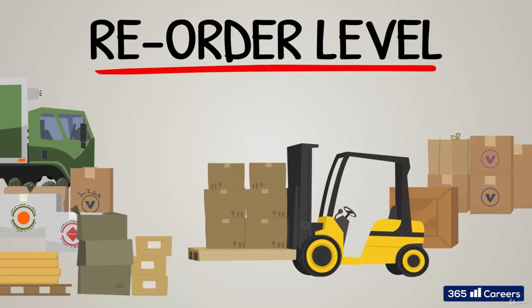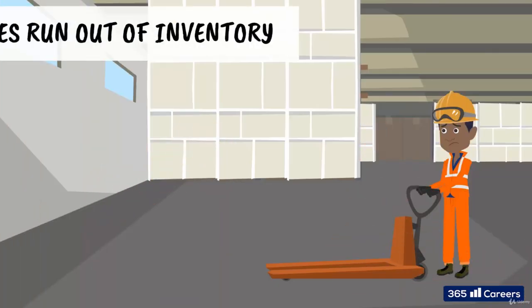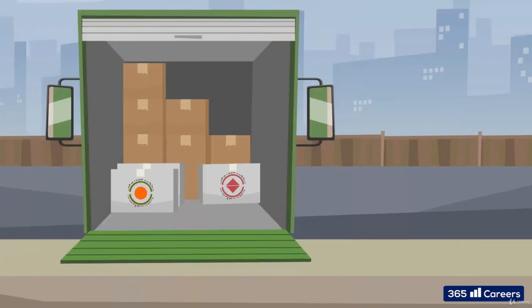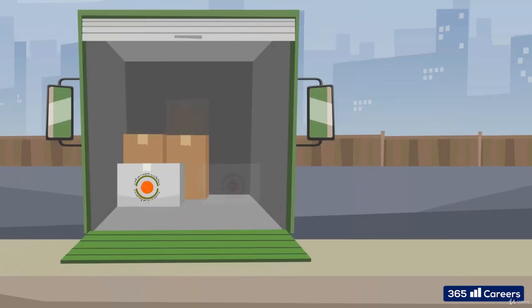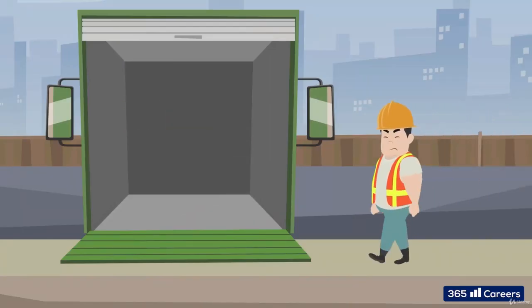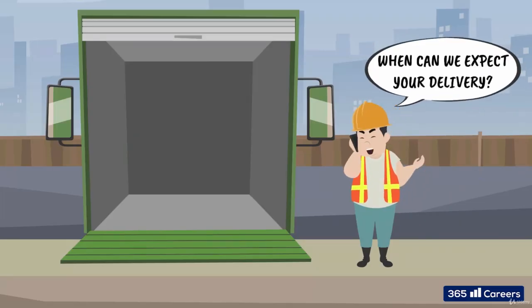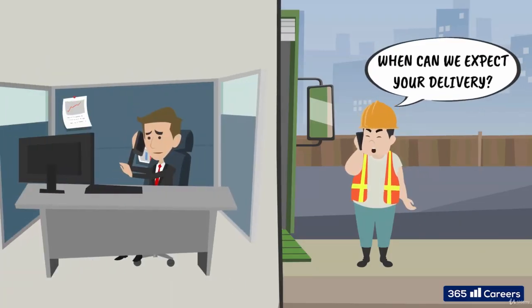Okay, here we go. The first inventory control technique we'll examine is reorder level. Sometimes companies run out of inventory and are unable to continue with the production process because the raw materials in their warehouse have been exhausted. Of course, that's something that should never happen because it hampers a company's ability to deliver goods to its clients and therefore endangers long-term business relationships with these clients.